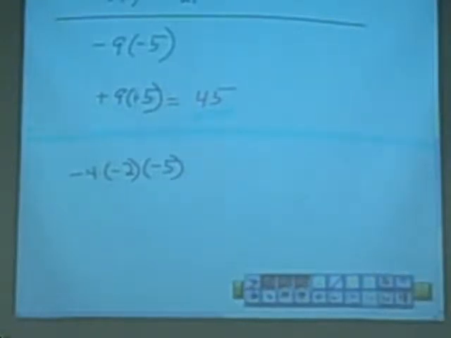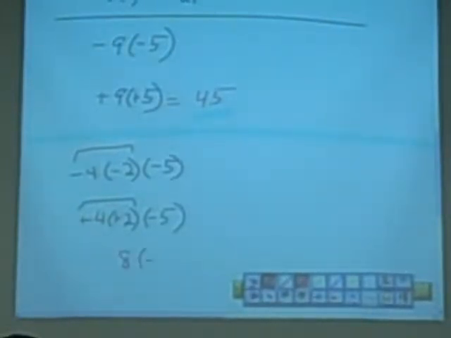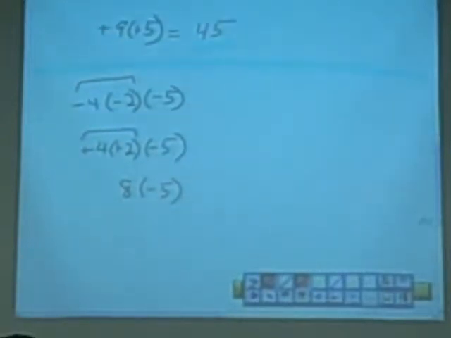So we're looking at the first two, right? Which is negative 4 times negative 2. So these first two, we're going to make them negative 4 times negative 2. You're going to get a positive 8, right? Times a negative 5. And you get negative 40. Alright? Any questions with that?